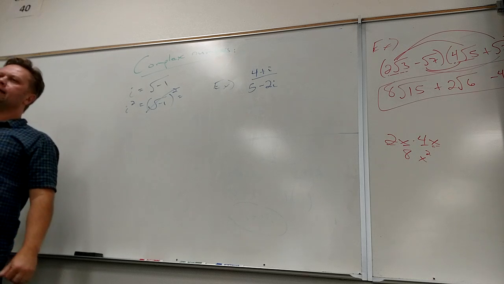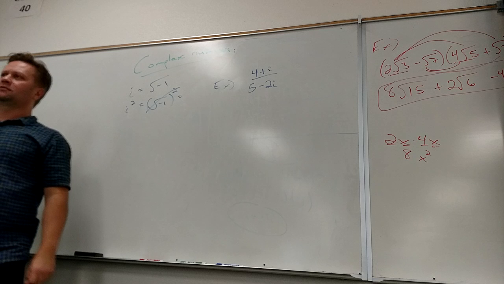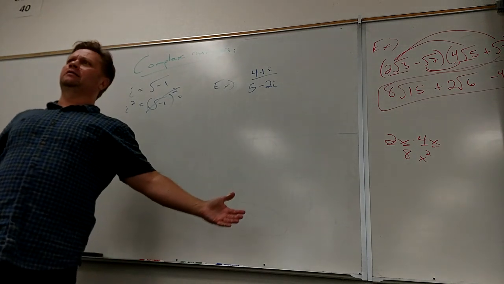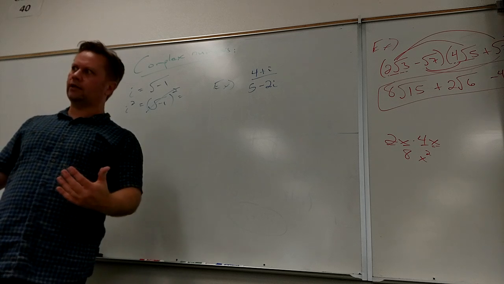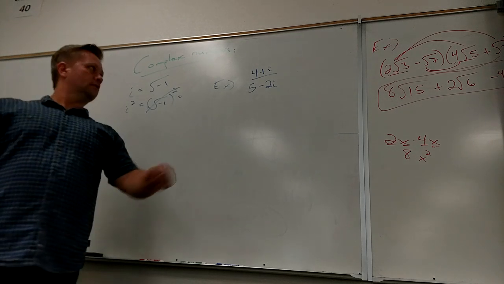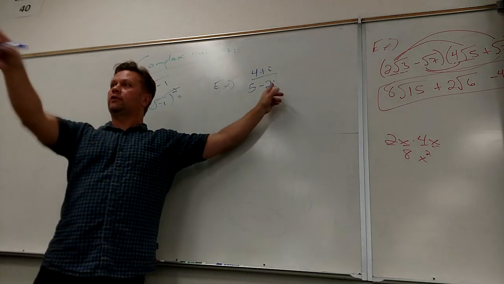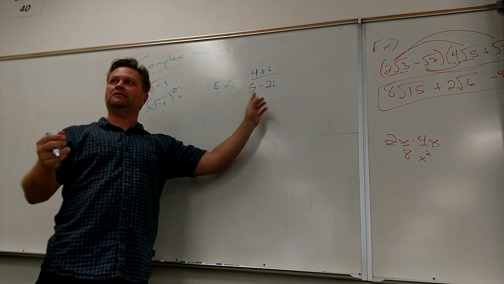Remind me what i is again. What is i? It sounds so existential. What is i? My grammar is no good, but what is i? i is the square root of negative 1. It's a radical. What do you use to simplify this then?